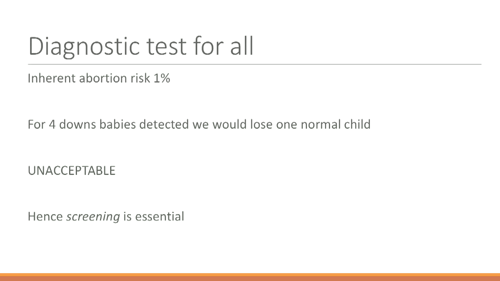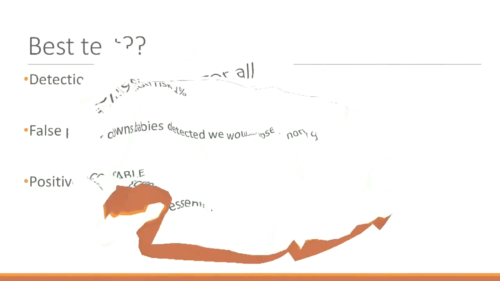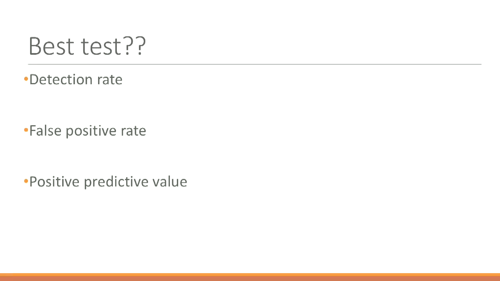Now, there are a number of tests available, and how do you decide which test is the best test? And for that, you need to understand 3 important variables. The first one is what I call the detection rate. Detection rate means how many abnormal babies your test can pick up. For example, let's say there are around 100 babies with Down syndrome that are going to be born in India or in the state of Kerala. If your test can pick up 95 babies out of those 100, it means the detection rate of your test is 95%.